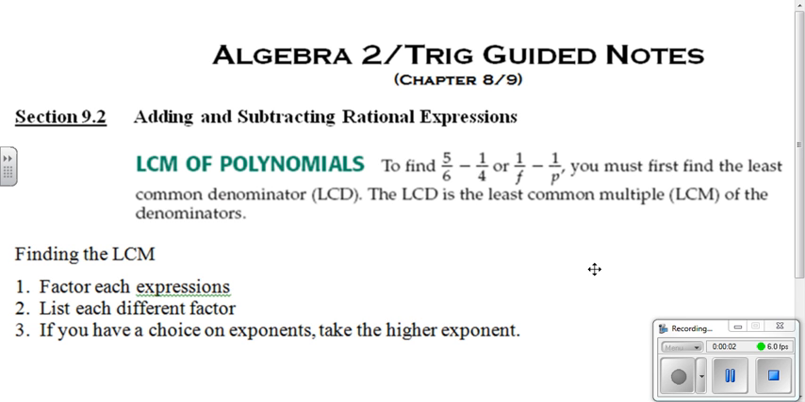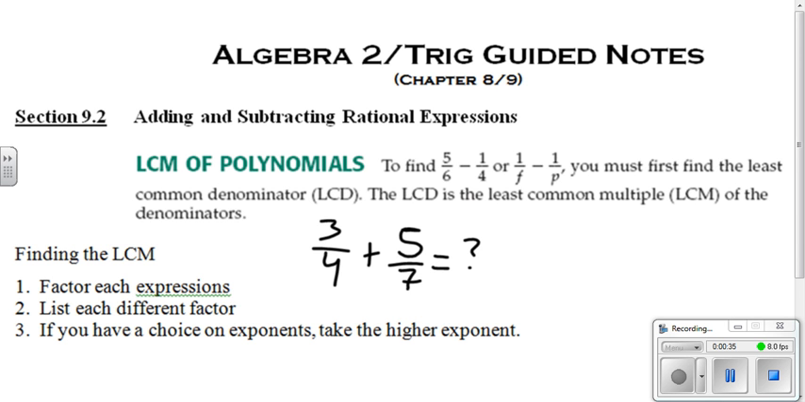Lesson 9.2 is going to be talking about adding and subtracting rational expressions. And later on we're going to get into the least common multiple of different polynomials. But first we're going to talk about adding and subtracting these rational expressions when we don't have denominators that are the same. So we'll break it down a little more simply and look at just normal fractions. So just numeric values. So if we had 3/4 and 5/7 equals what?